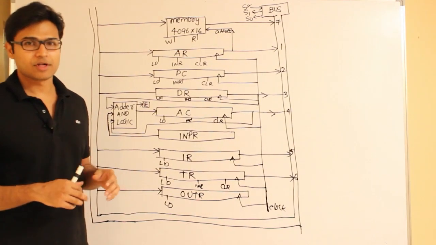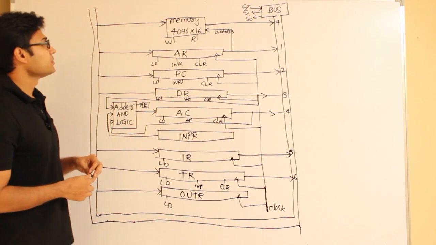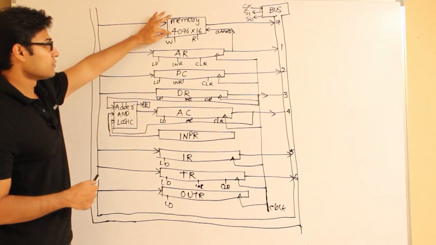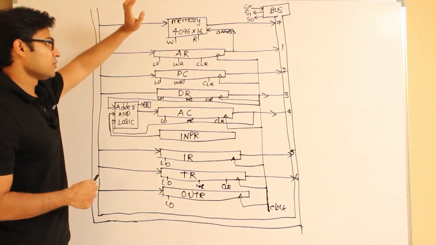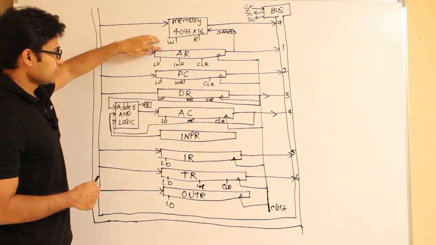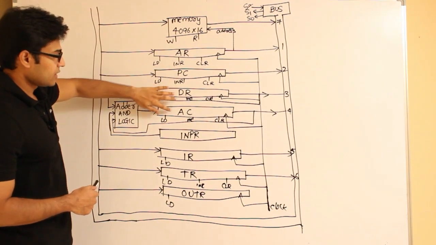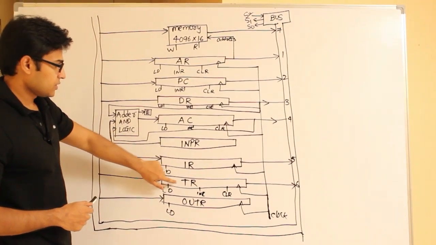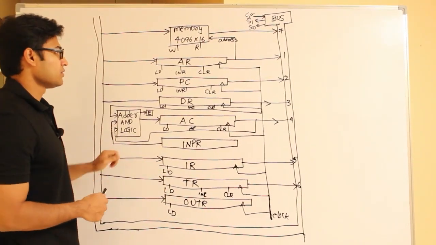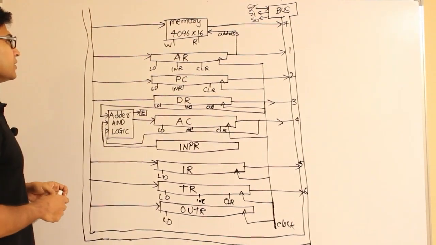Now let's see how to put all these things together and build our computer. We assume that we have the memory which is 4096 by 16, and then we have seen all the registers: AR, PC, DR, AC, input register, instruction register, temporary register, and output register. These are all the registers that I have explained just earlier.